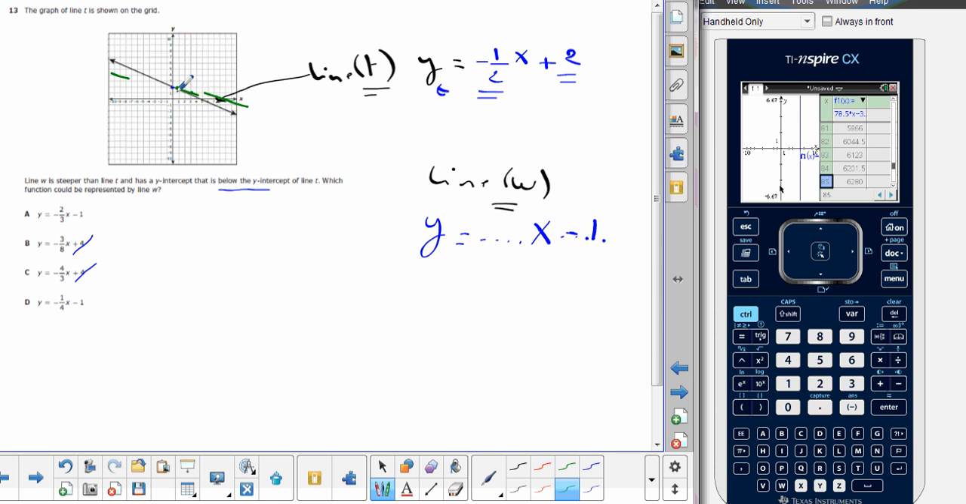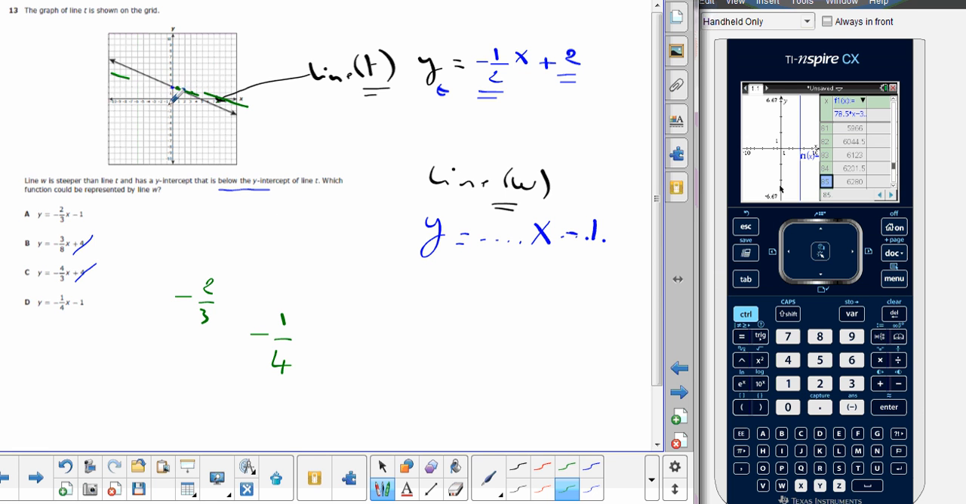Above. In this case, if this is -1/2, the new slope should be more than -1/2. So which number is more than -1/2? -2/3 or -1/4? If you cannot see it, this is what you do.